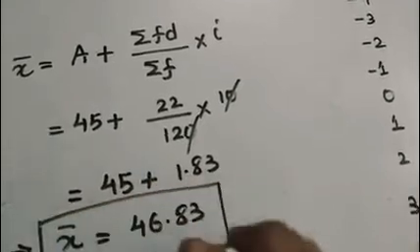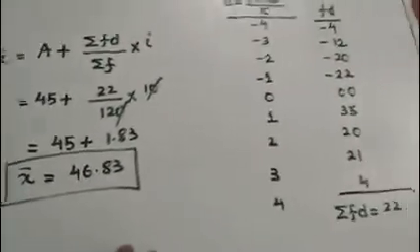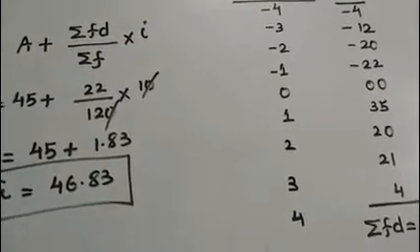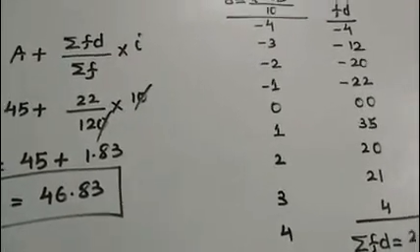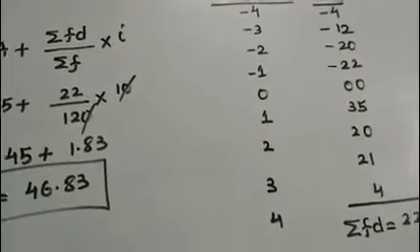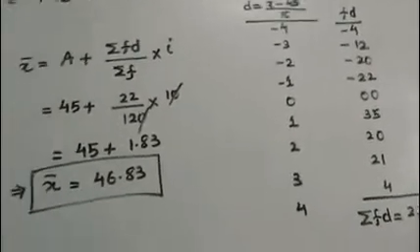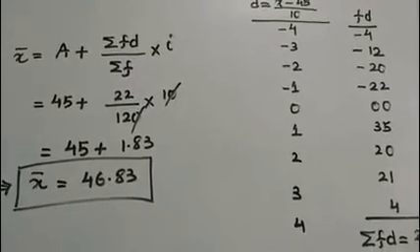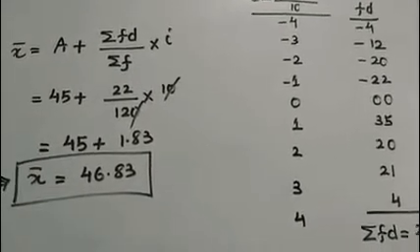Now whichever method you like, you can follow that method. If you like the normal general method, just simply multiply F into X and put it in the formula. That is also correct. If someone likes the step deviation method, that is also correct. But I will suggest you stick with one method only. Don't mix the two methods.